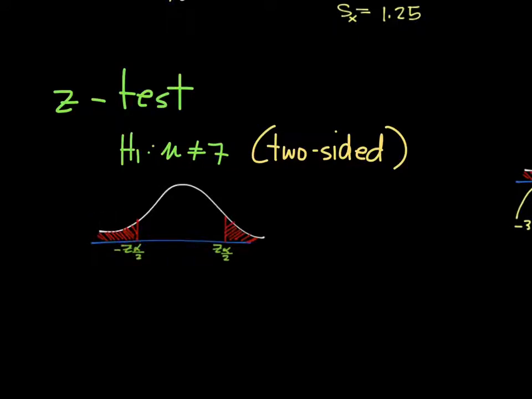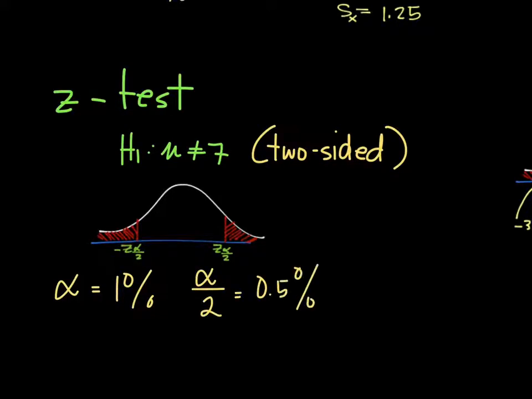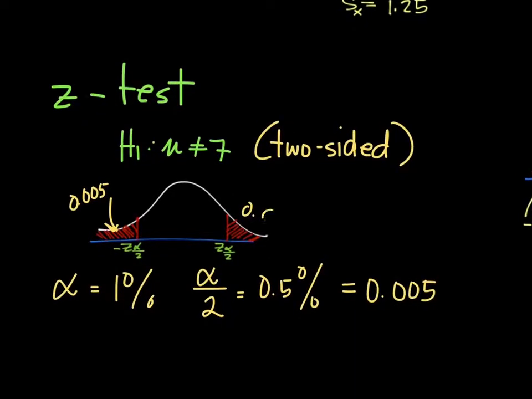If we have set alpha to be 1%, then alpha over 2 is half of 1%, which is 0.5%. In decimals, this is 0.005. So the areas here are both 0.005.